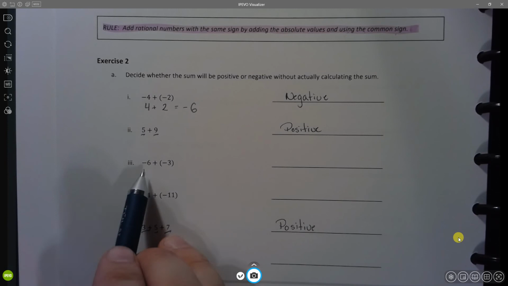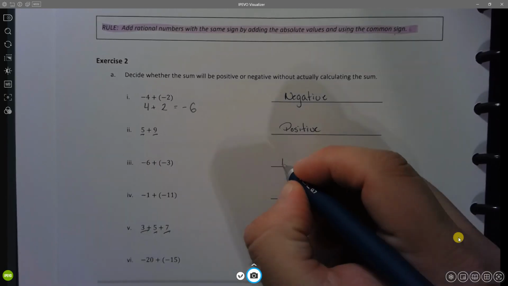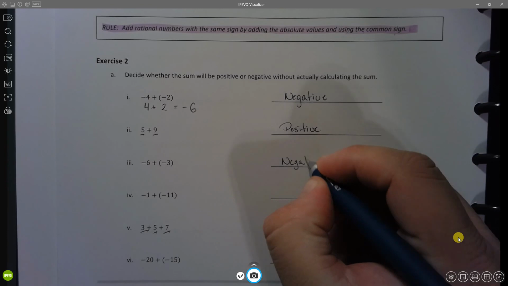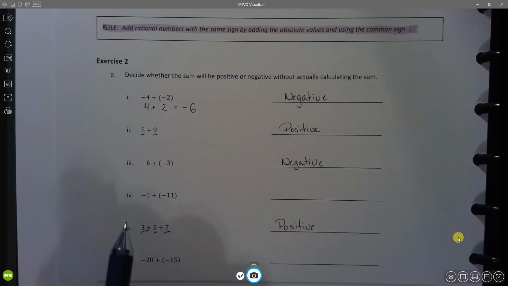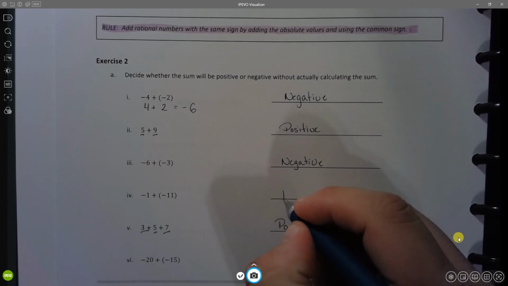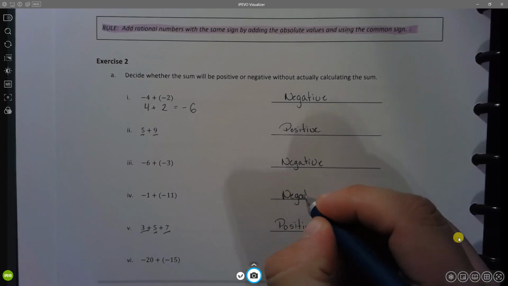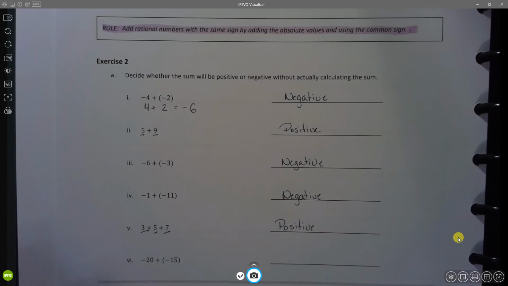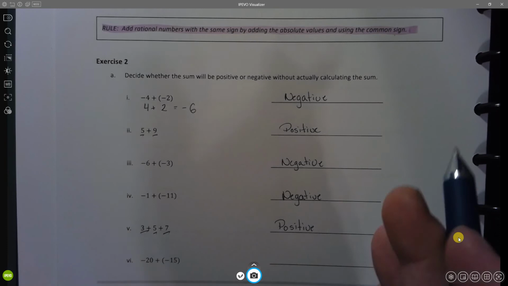Okay. -6 plus a -3. Negative and a negative, the answer will be negative. Okay. -1 plus a -11. Negative, negative, the answer will be a negative. Okay. Same signs when you're adding and subtracting. Same signs, you're going to have that kind of answer.